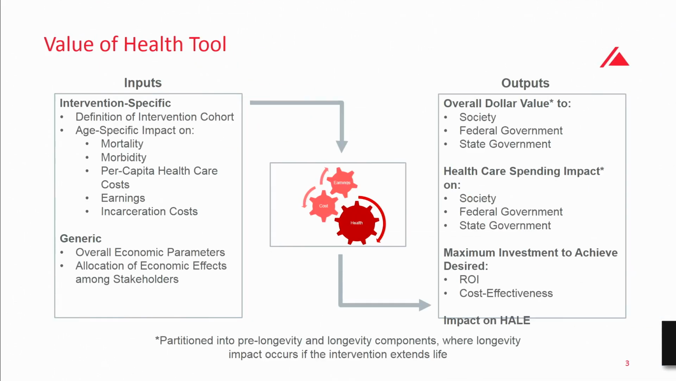The tool, which we call the Value of Health tool, takes as input some very specific, intervention-specific impacts as a function of age on things like morbidity, mortality, healthcare costs and earnings, as well as some generic economic inputs, and produces as output an overall value to different stakeholders. Right now we have built into the tool society as a whole, the federal government and state and local governments, as well as the healthcare spending impact part of that, and some other measures that attempt to capture cost effectiveness or return on investment.